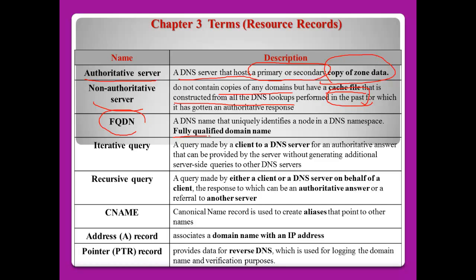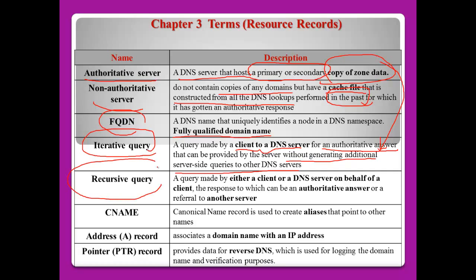FQDN means the fully qualified domain name, for example, www.microsoft.com, like this. And the iterative queries, this one is made only by the client to the DNS server for an authoritative answer. This one comes from the authoritative servers. This one can be provided by the server without generating additional server-side queries to other DNS servers.